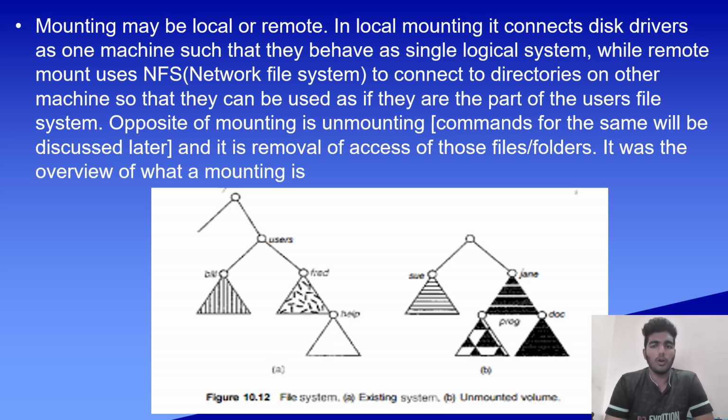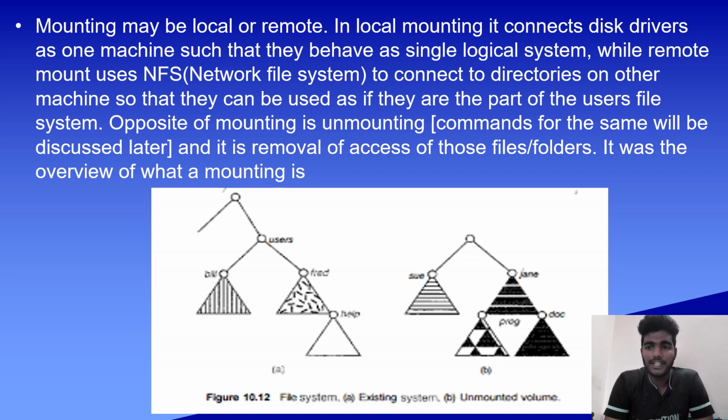Mounting may be local or remote. In local mounting, it connects disk drives of one machine such that they behave as a single logical system, while the remote mount uses NFS, that is Network File System, to connect to directories on another machine so that they can be used as if they are a part of the user's file system. The opposite of mounting is unmounting.